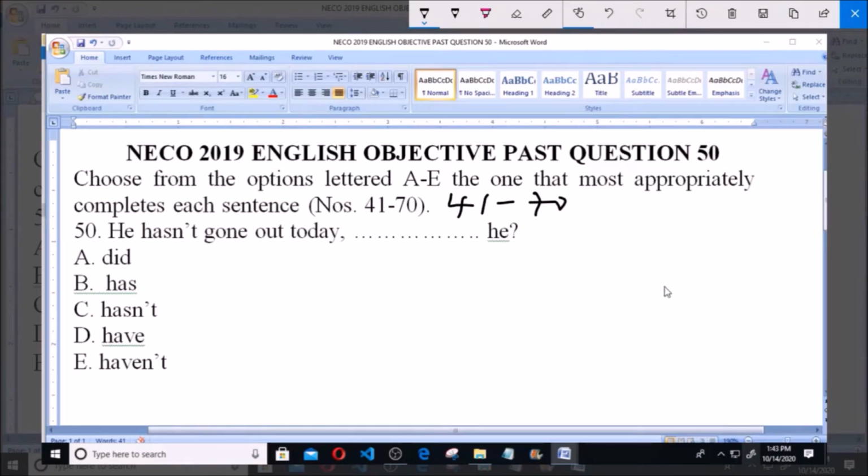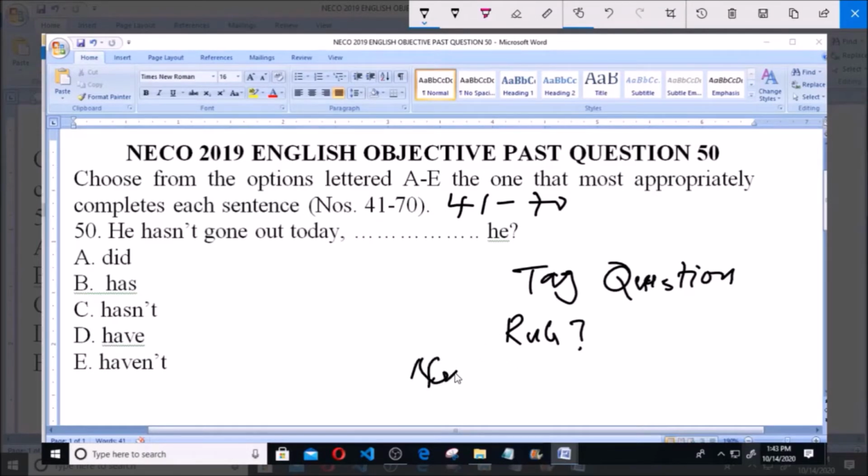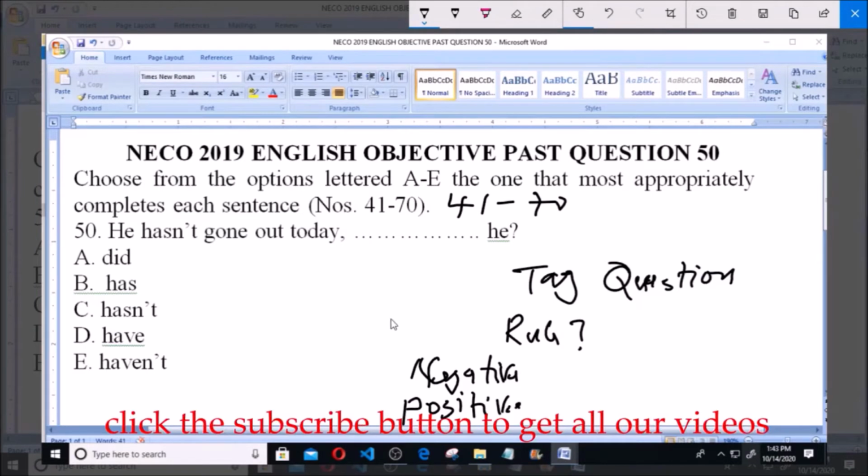This question is from a topic in English we call tag question. Remember that in your English class, tag question. And one of the rules for tag question is that when you have a negative statement, your tag will be positive. And then the second rule says that when you have a positive statement, your tag will be negative.